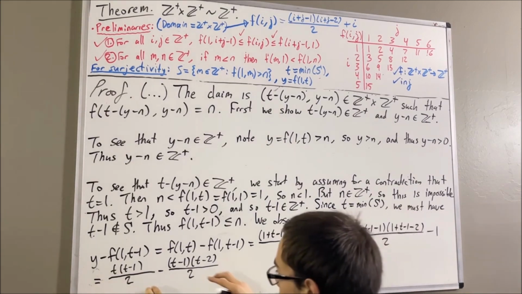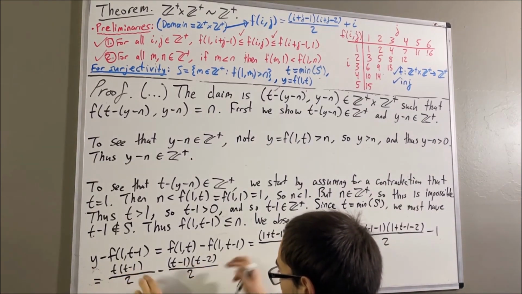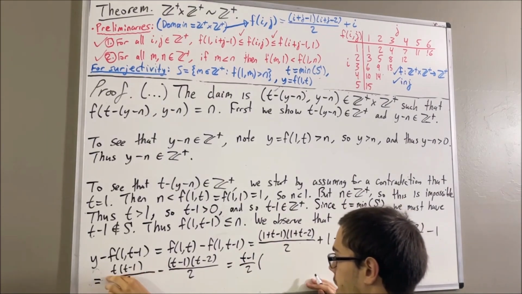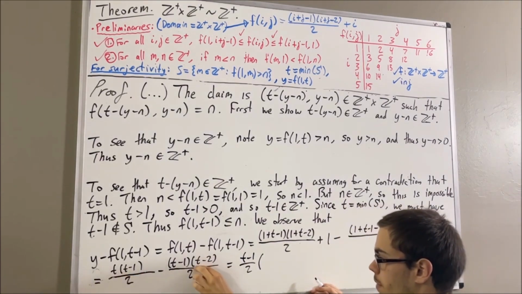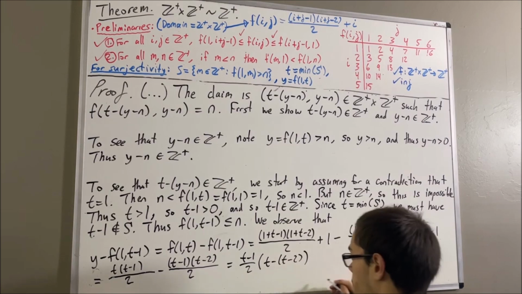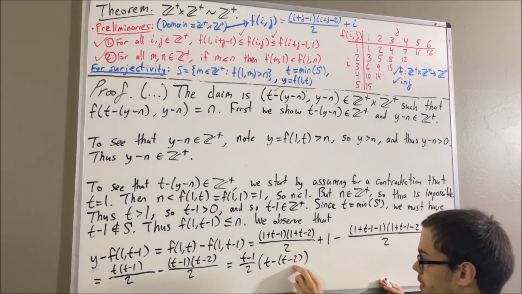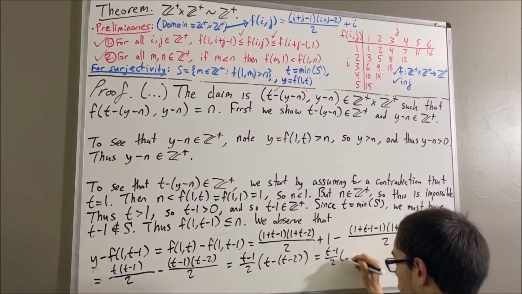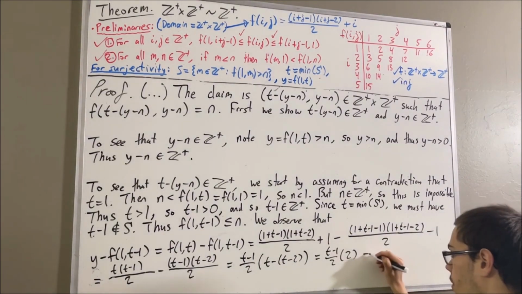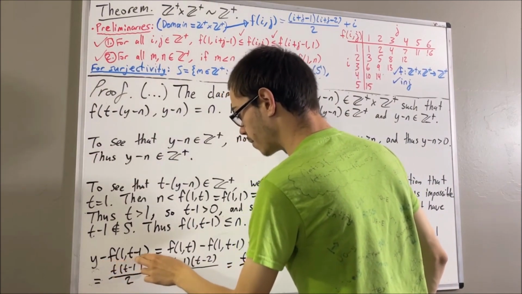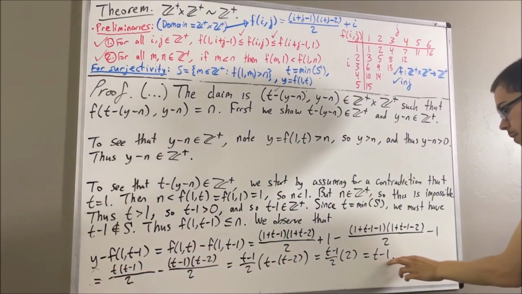Now notice, we can factor out a t minus 1 over 2. And if we do that, for the first term we're going to get t, for the second term we're going to get t minus 2. Right, so just like that. But now notice, in the parentheses, this just simplifies to 2, and this is just equal to t minus 1. So as you can see, y minus f of 1 comma t minus 1 is equal to t minus 1.